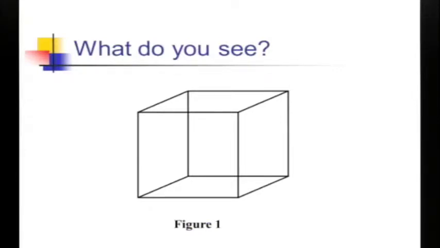It could be an open box. There's no top on it. I don't think that's the point of this example. The point of this example is that by shifting your attention to different points as you're looking at this, you end up seeing different objects.